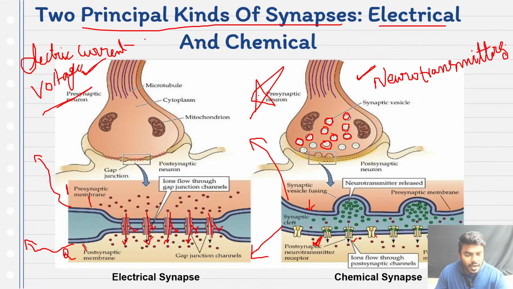Immediately there is an opening of the ion channels. The moment there is an opening of ion channels, there is a movement of ions. Now what is the statement every student has to listen to? Here every single neurotransmitter can act as a ligand.